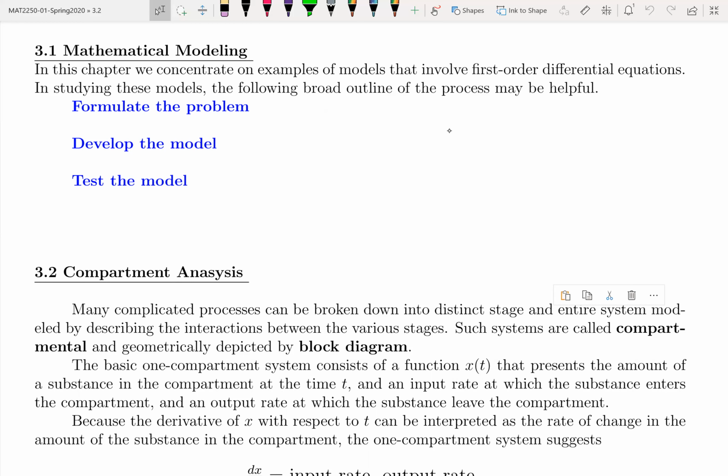You have to be able to write the corresponding differential equation first, and then you can develop it so that it works for any similar situation, and then you can test the model that you made. Okay, so this is just for modeling any real world problems.